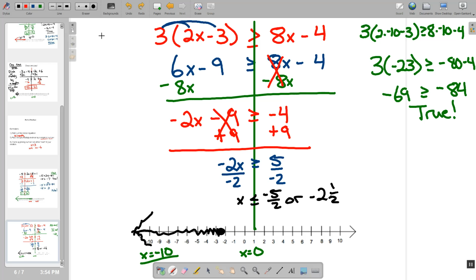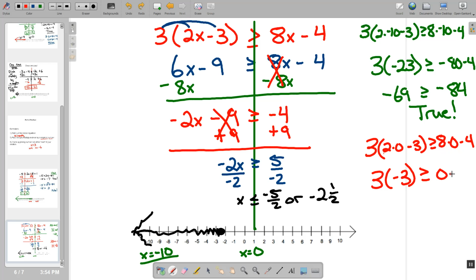And now let's try 0. So 3 times 2 times 0. Whoops, not closing the parentheses yet. I'll rewrite that. And that is to be greater than or equal to 8 times 0 minus 4. Well, this is 0 minus 3, so that's 3 times negative 3. That's 0 minus 4, so negative 9 is greater than or equal to negative 4. That is a false statement. Therefore, true, false, exactly like we wanted it.